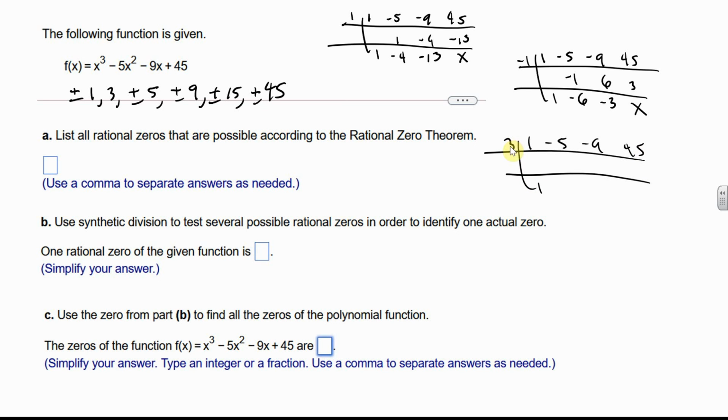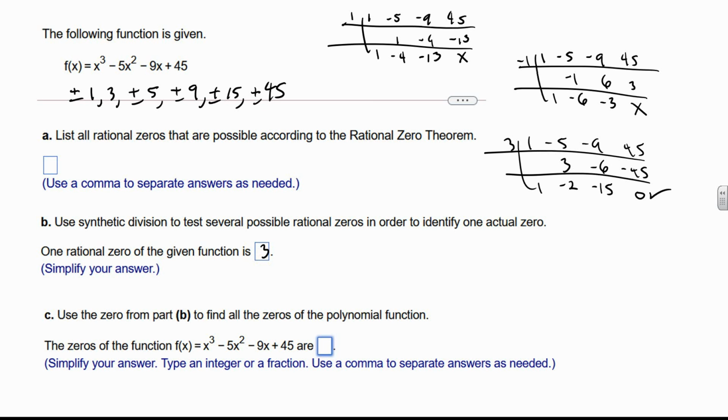Bring down the 1. 3 times 1 is 3. Negative 2. We get negative 6. This is negative 15. Negative 45. Aha! We got a 0. Got a 0. So here it says just give one of these guys. So we say 3. We got that one.